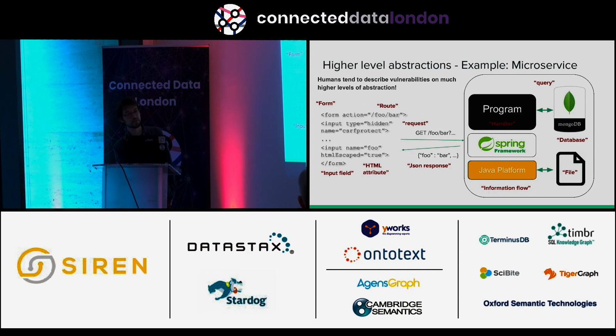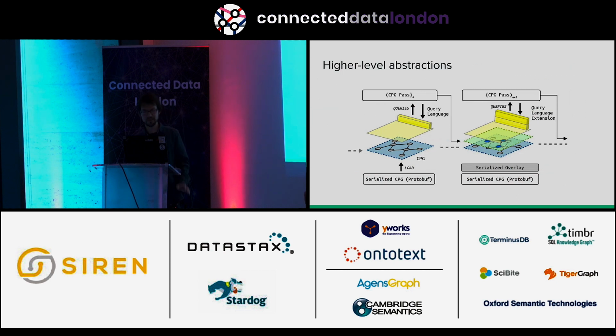So the problem really is, and this is something that really just became clear at Shift Left, I guess. The problem is that users actually want to reason about vulnerabilities on a much higher level of abstraction. Let's say you have a web application, you want to talk about forms, you want to talk about routes, right? You want to talk about requests, HTML attributes, input fields, JSON responses, information flows, databases, files, handlers, these kinds of things. All of that does not exist on the level that typical compiler optimization passes work on. That's not in the control flow graph.